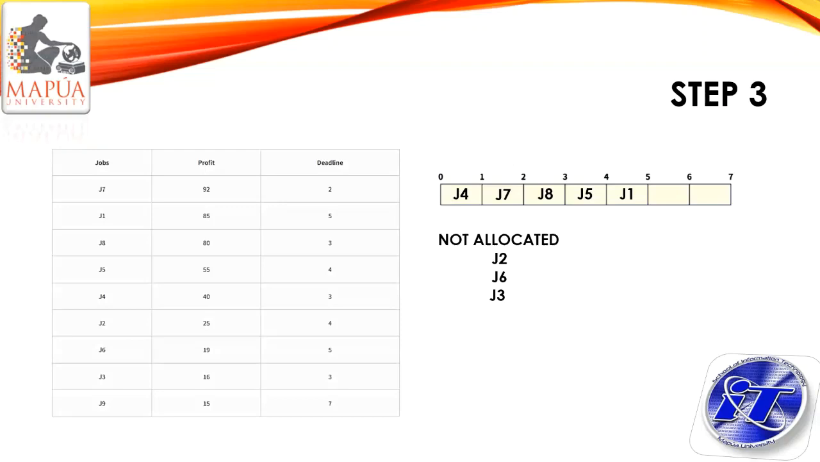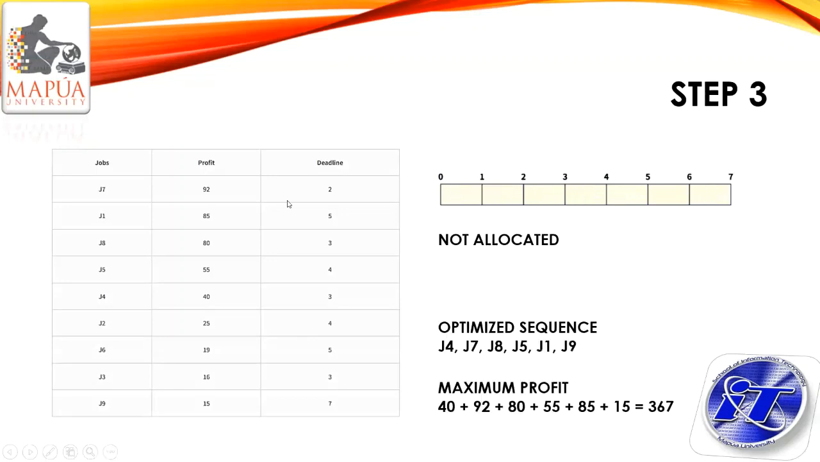How about J9? The deadline is 7, so we put it in the 7th slot. So J2, J6, and J3 are not allocated, therefore they will not be processed. So what will be the optimized sequence? It is J4, J7, J8, J5, J1, and J9. And the maximum profit would be adding all the profits from these jobs, so the result is 367.